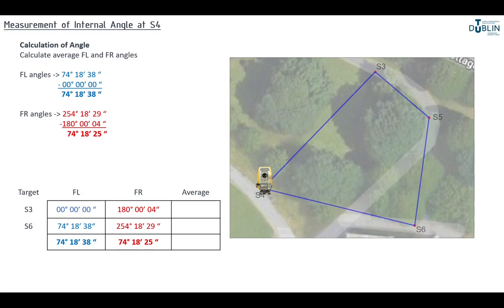So next we're going to calculate the average face left and face right angles. We've already calculated the differences between the face left angles and the differences between the face right angles. So now what we're going to do is subtract one from the other, divide it by 2 and then add that number to whichever is the smaller angle. In this case, the smaller angle is the face right angle because it's 74 degrees, 18 minutes and 25 seconds. So it's going to be the difference between the face left and face right angles, divided by 2 and then added to this number. This gives us a final value of 74 degrees, 18 minutes and 32 seconds, which is going to be our average.